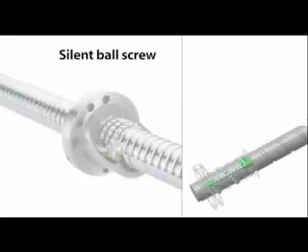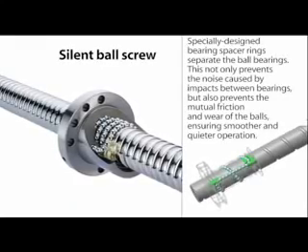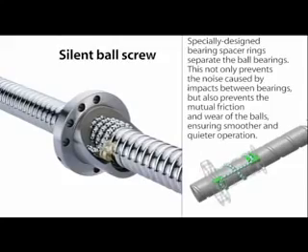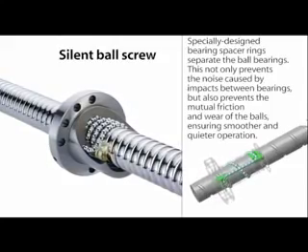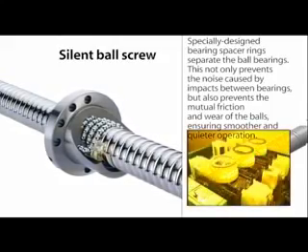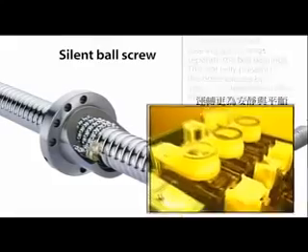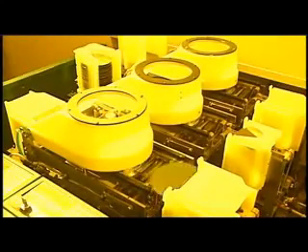Silent ball screws have specially designed bearing spacer rings separating their ball bearings. This not only prevents the noise caused by impacts between bearings, but also prevents the mutual friction and wear of the balls, ensuring smoother and quieter operation.